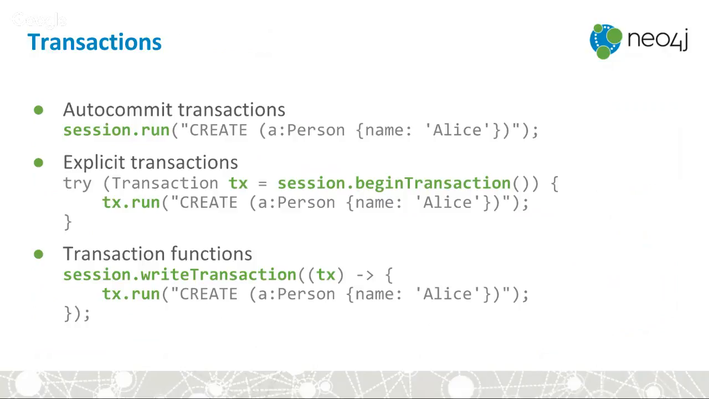So this is where the retries come in. Attached to the session object, there's now a read transaction and a write transaction method that allow you to pass in a transaction function, a lambda that will execute as many times as it needs to within a particular time limit to try to complete successfully. And if it completes on the first go, that's fine. But if it doesn't, the driver itself will seek out another reader or writer from the cluster.